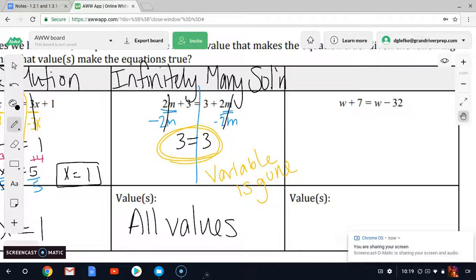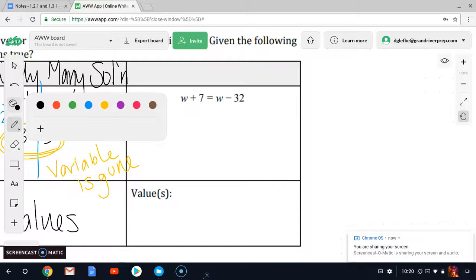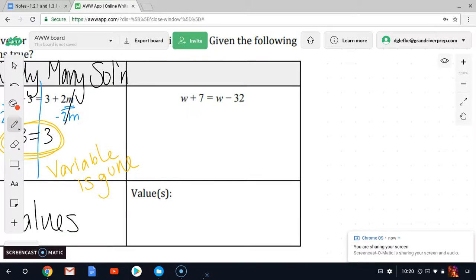Okay, and the last one, I'm going to go over here. We have another equation. We have w plus 7 equals w minus 32. So again, our variables are in two different places, so we want to get it to one side of the equation. So we're going to go ahead and subtract w from here because there's only one of them. So we're going to just subtract 1w and then subtract 1w from here because we have to subtract the same amount from both sides. And we are subtracting because right now they are positive.